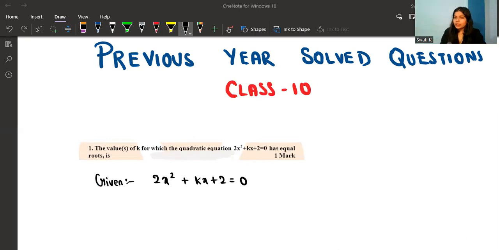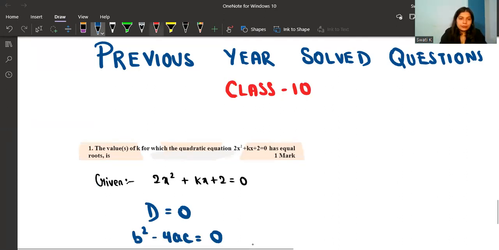If the roots are equal, then there is a formula that the discriminant will be equal to 0. Now the question is, what is the discriminant? The discriminant is given by the formula b square minus 4ac. And now the question comes, what is b square and what is 4ac? Let me tell you that this is the standard form of a quadratic equation: ax square plus bx plus c is equal to 0.